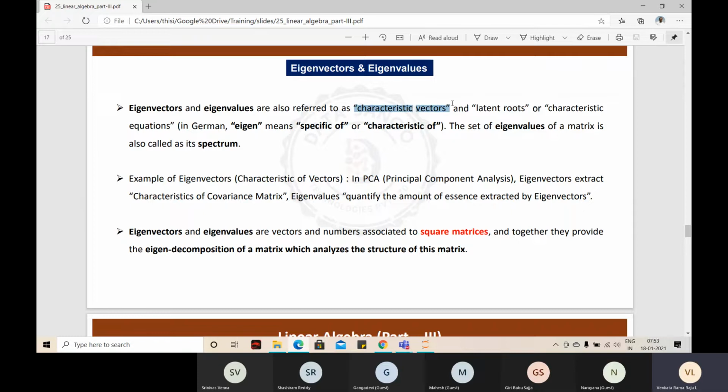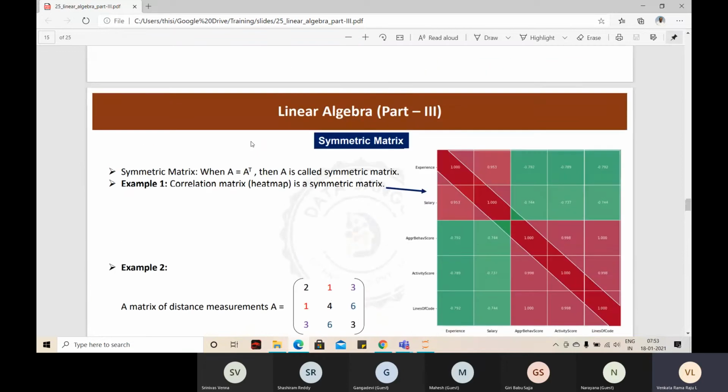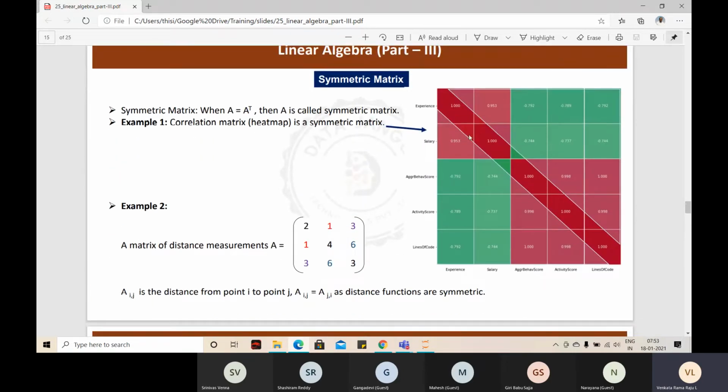Characteristic vectors. For every matrix there will be characteristics. It depends on the data. When I say matrix, I am not saying a mathematical matrix. I am saying data represented in the form of a matrix. So if you take a correlation matrix, the characteristic of this matrix is correlation, correlation between different columns.